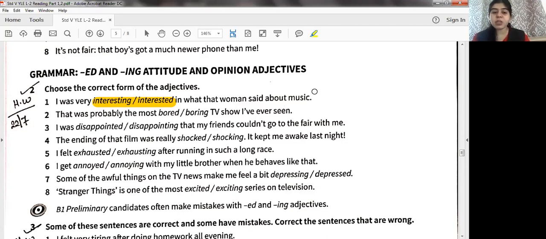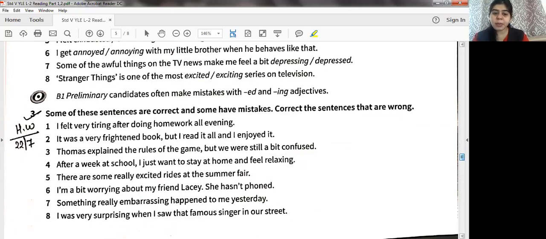For example, I was very interested in what that woman said about music. Can we say I was very interesting? No, I was very interested. So you're going to just underline whichever is the correct one, and you will be underlining with pencil, like from bored and boring, which is correct. You will just underline that, or you can just put a tick on that. Okay. So this question number 2 is going to be your homework, and question number 3.